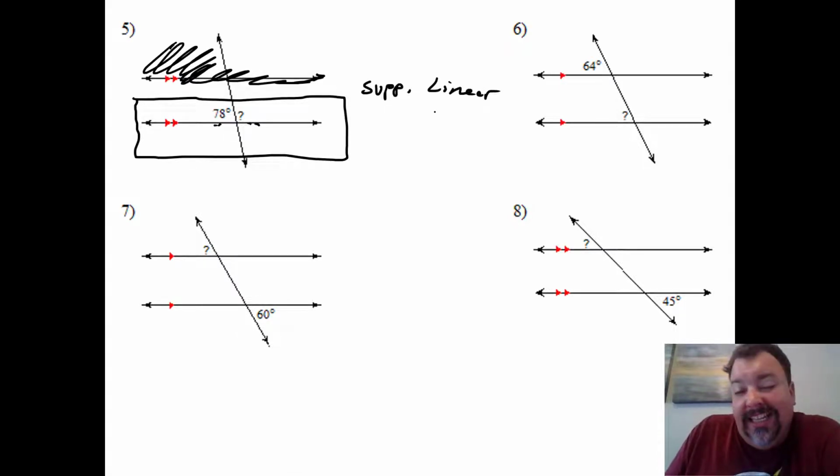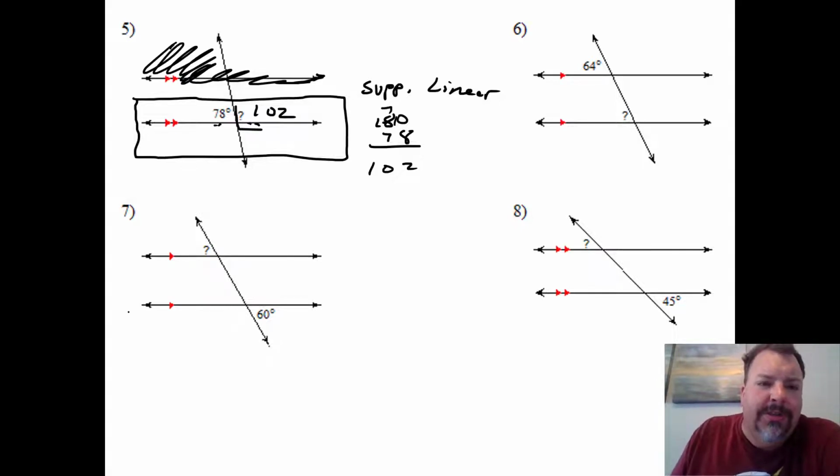And I could say that they're adjacent too, but if I'm asking you for a relationship, I want the strongest relationship that they have. And for supplementary, they're going to add up to 180 degrees. So to find the missing angle, I'm going to take 180 minus 78, subtract, and the missing angle here would be 102 degrees, which makes sense because it looks like an obtuse angle.